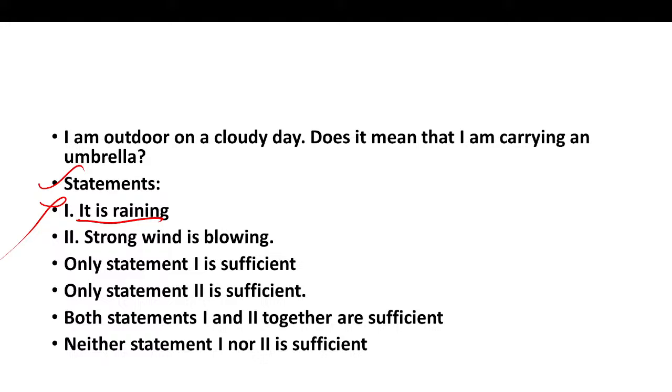Statement two, strong wind is blowing. Strong wind is blowing means does he take an umbrella along with him? No, this is also not possible. Answer must be what? Both the statements are not sufficient to get the answer for he is carrying an umbrella or not.